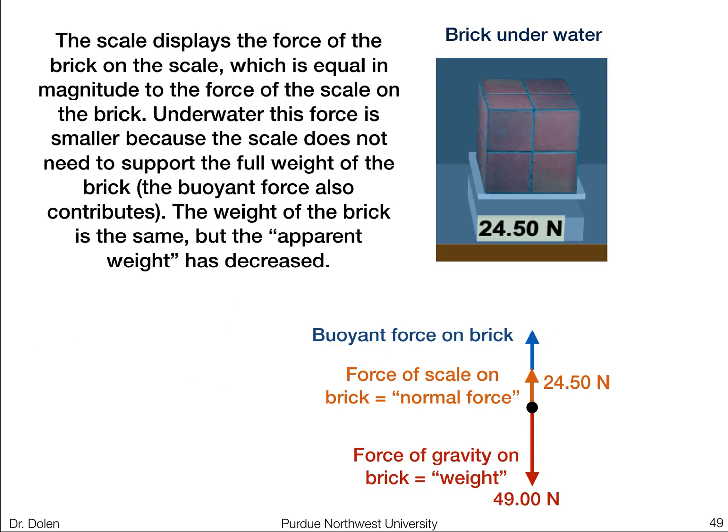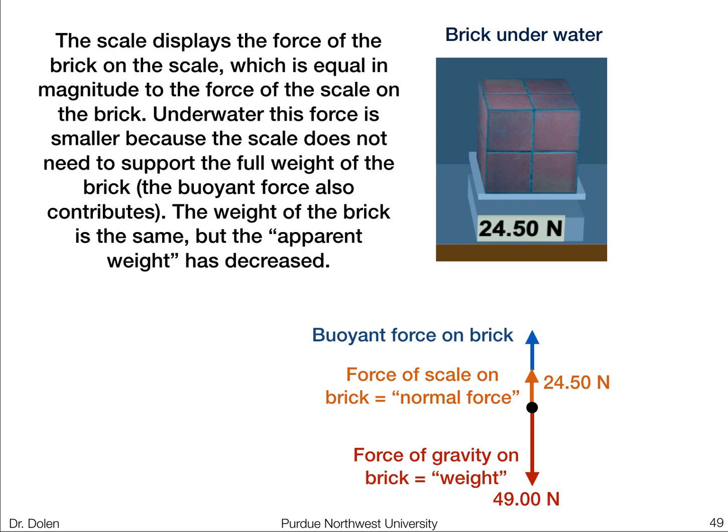Okay. So just to reiterate a little bit, the scale displays the force of the brick on the scale, right, which is equal to the magnitude of the force of the scale on the brick. And underwater, this force is smaller because the scale doesn't have to support the full weight of the brick. The buoyant force is also contributing to holding this brick up. Okay, so the weight of the brick hasn't changed, but the apparent weight has decreased. Right? So when you put this on a scale, it seems to be way less. If you were to try to hold this brick up underwater, it would be pretty easy to hold.